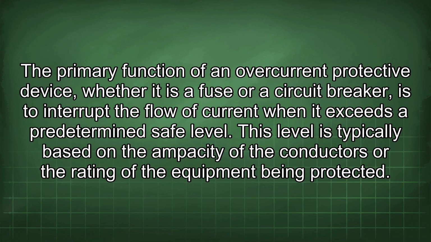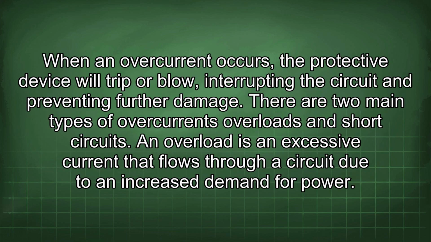The primary function of an overcurrent protective device, whether it is a fuse or a circuit breaker, is to interrupt the flow of current when it exceeds a predetermined safe level. This level is typically based on the ampacity of the conductors or the rating of the equipment being protected. When an overcurrent occurs, the protective device will trip or blow, interrupting the circuit and preventing further damage.